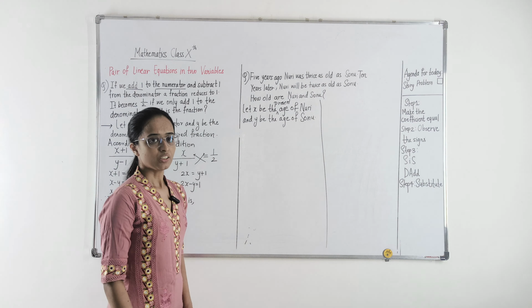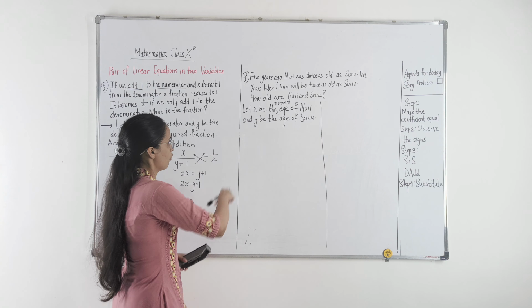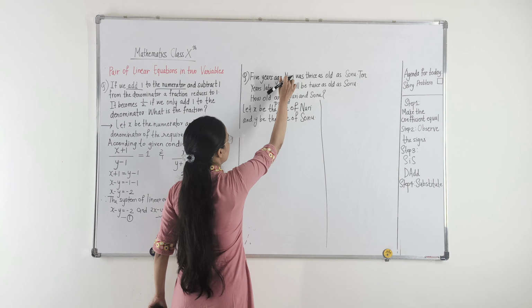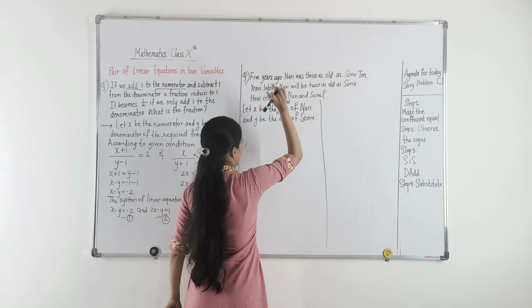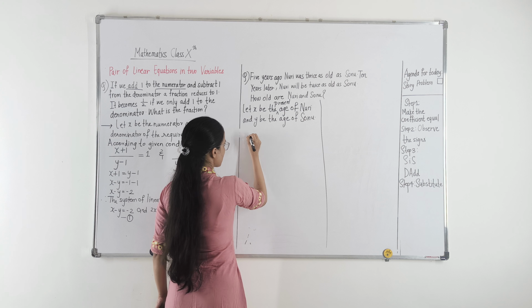So since x and y are the present ages, and if I say that there is a person who is 10 years old now, then 5 years back that person would be 5 years old, 10 minus 5. Similarly, if Nuri's age at present is x, then 5 years before it would be x minus 5, and Sonu ka it would be y minus 5. So here listen, 5 years ago Nuri ka age was x minus 5.